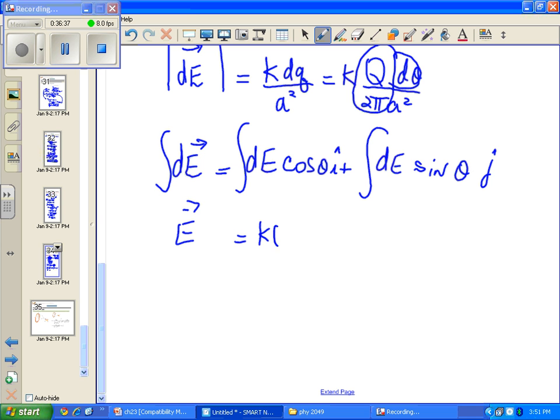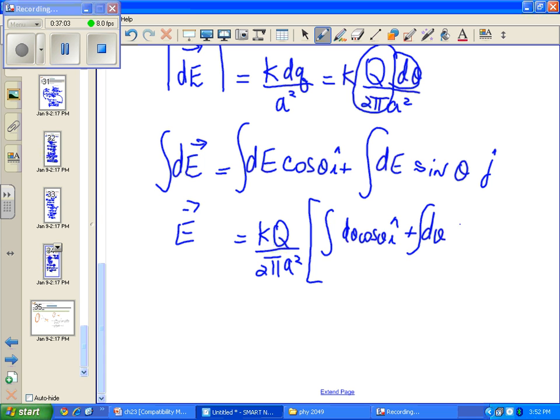Well, dE itself is k big Q over 2 pi a squared. These are all constants, and can come out of the integral. So then this becomes the integral of d theta cosine theta i hat for the first, plus the integral of d theta sine theta j hat. Our theta is going to go from 0 to 2 pi. Now, when we carry out the integration, the integral of d theta cosine theta is sine theta. And when we enter these endpoints, sine of 2 pi is 0, sine of 0 is 0, no contribution from Ex.